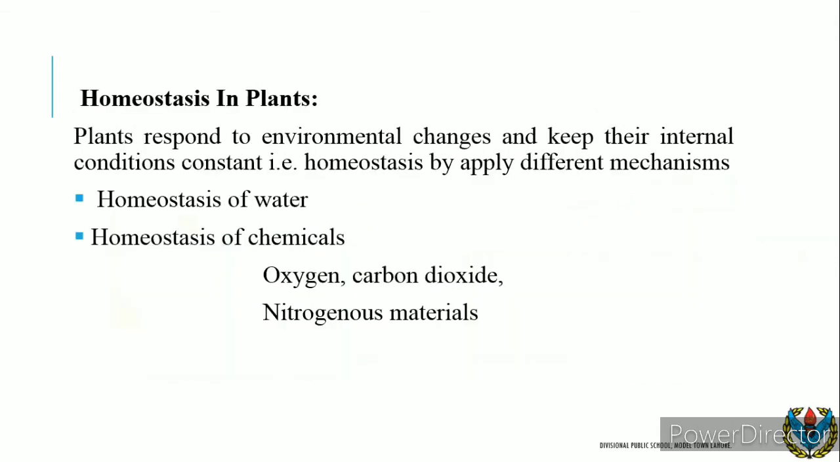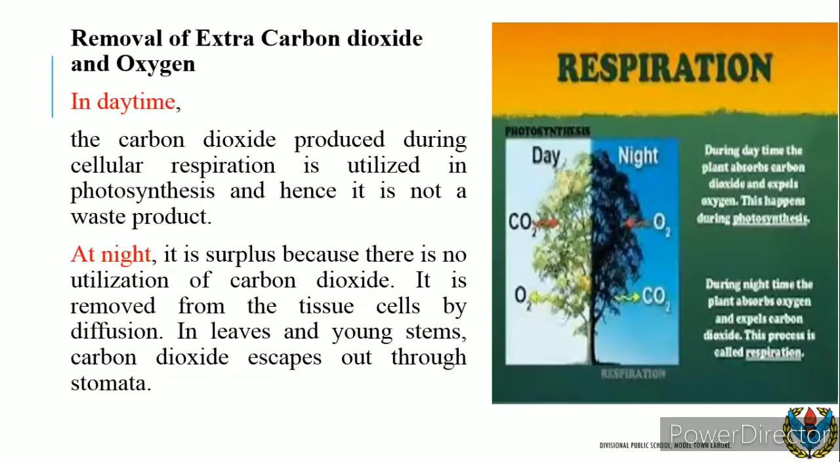Now we will discuss homeostasis in plants. Plants respond to environmental changes and keep their internal conditions constant, that is homeostasis, by applying different mechanisms. Number one, homeostasis of water. Number two, homeostasis of chemicals. The chemicals involved are oxygen, carbon dioxide, and nitrogenous material. The first is the removal of extra carbon dioxide and oxygen.